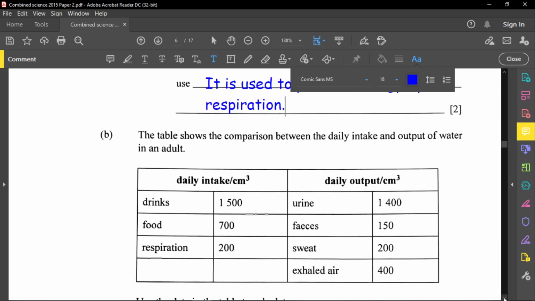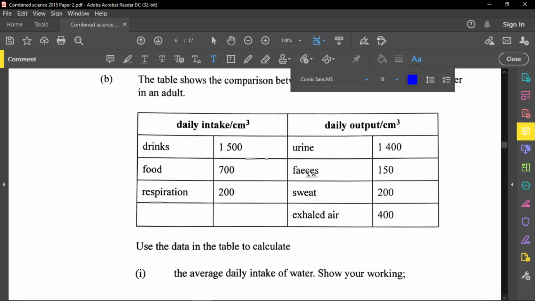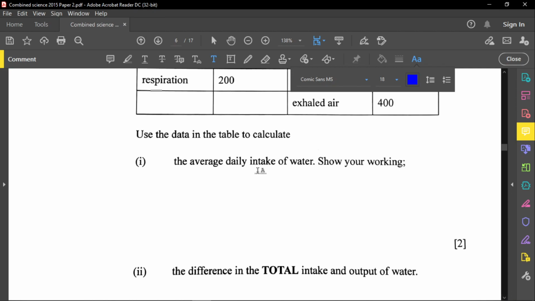the table shows the comparison between the daily intake and output of water in an adult. Here we have the daily intake, which will be from drinks, food, and respiration, with the numbers 1,500, 700, and 200 respectively. The daily output will be urine, feces, sweat, and exhaled air, with the numbers 1,400, 150, 200, and 400 respectively. So use the data in the table to calculate. Let's do some calculation right now: calculate the average daily intake of water, show your working.